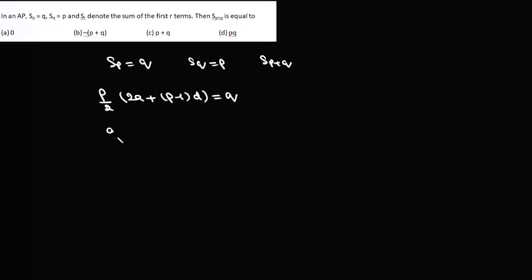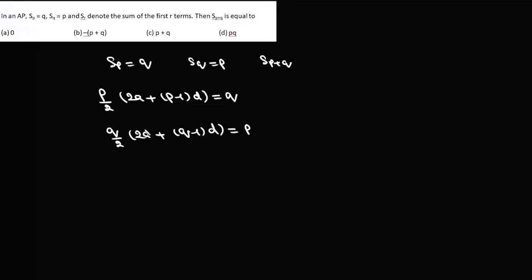Now the question is, in an AP, S_p is q and S_q is p, then we need to find S_(p+q). Now S_p is p by 2 into (2a plus (p minus 1) into d), and this is equal to q, and S_q is q by 2 into (2a plus (q minus 1) d), and it is equal to p.